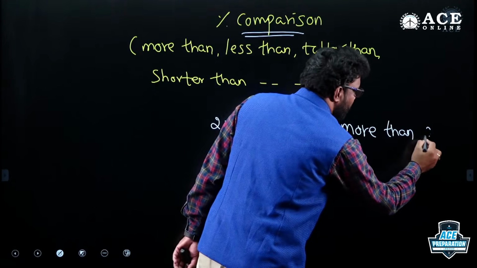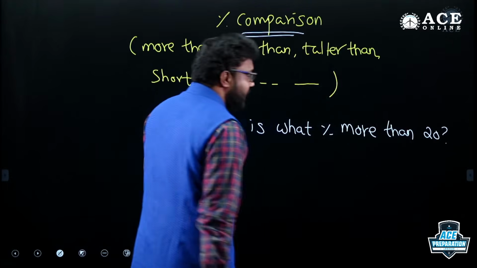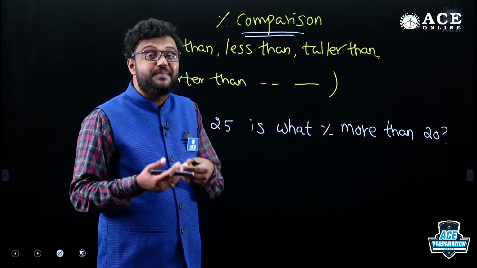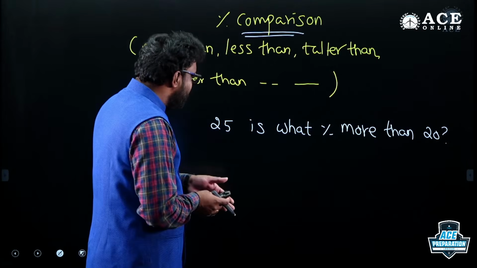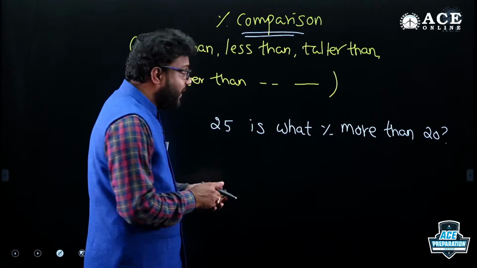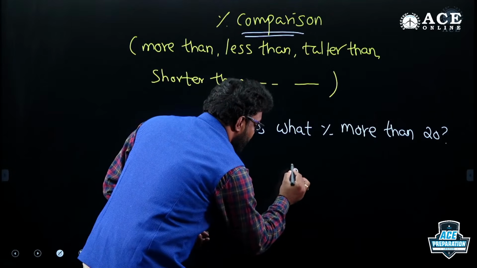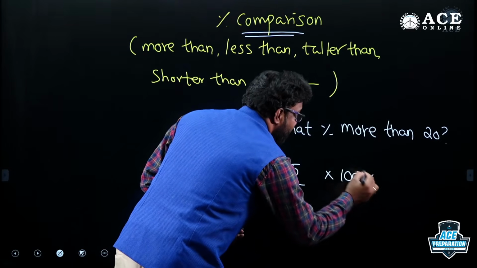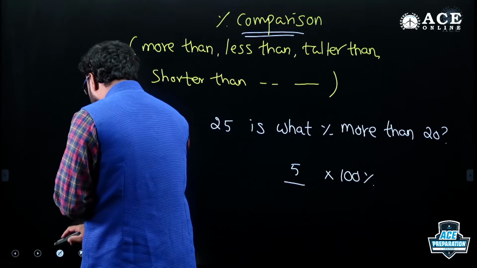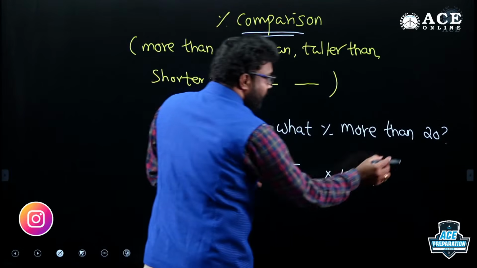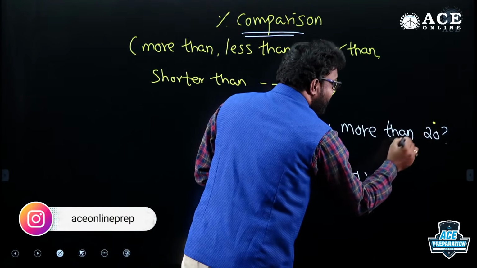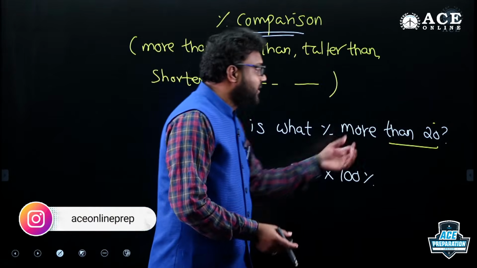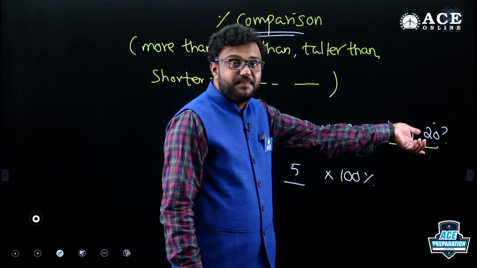25 is what percent more than 20? One basic example. 25 is more than 20, we know, but what is it in terms of percentage? Now see, 25 is 5 more than 20, but the denominator you should take is the compared value. With which value are you comparing? The value that comes after "than" is the one we are comparing with respect to.